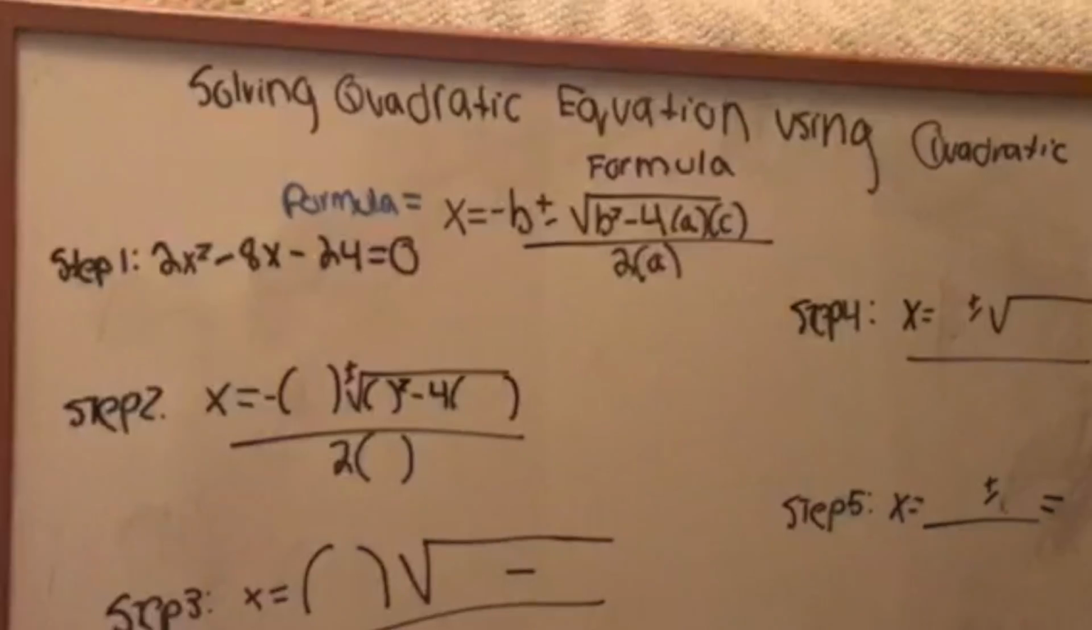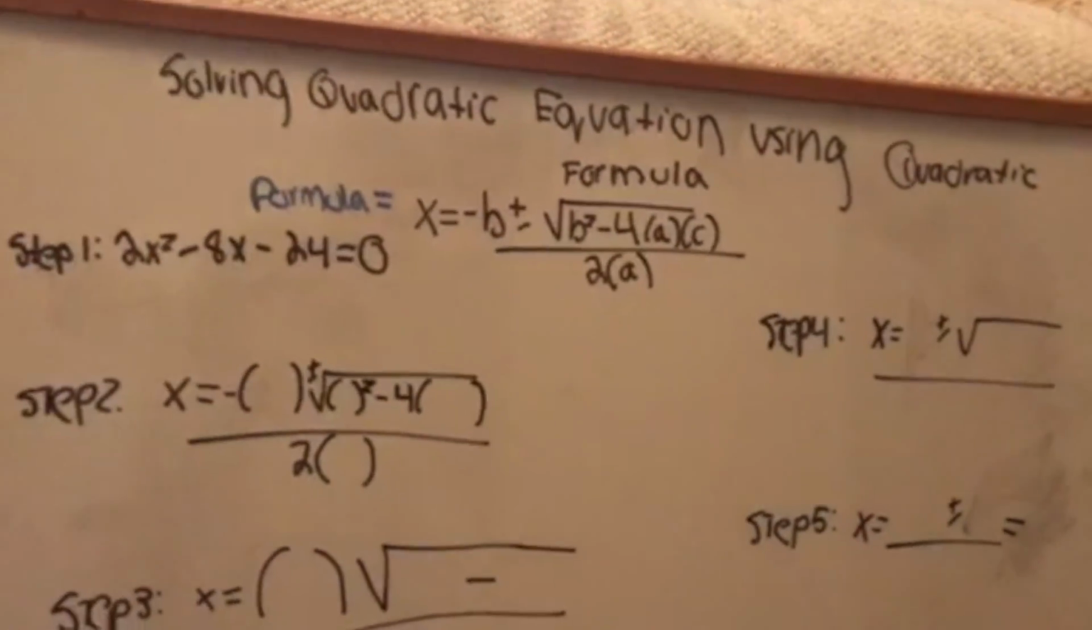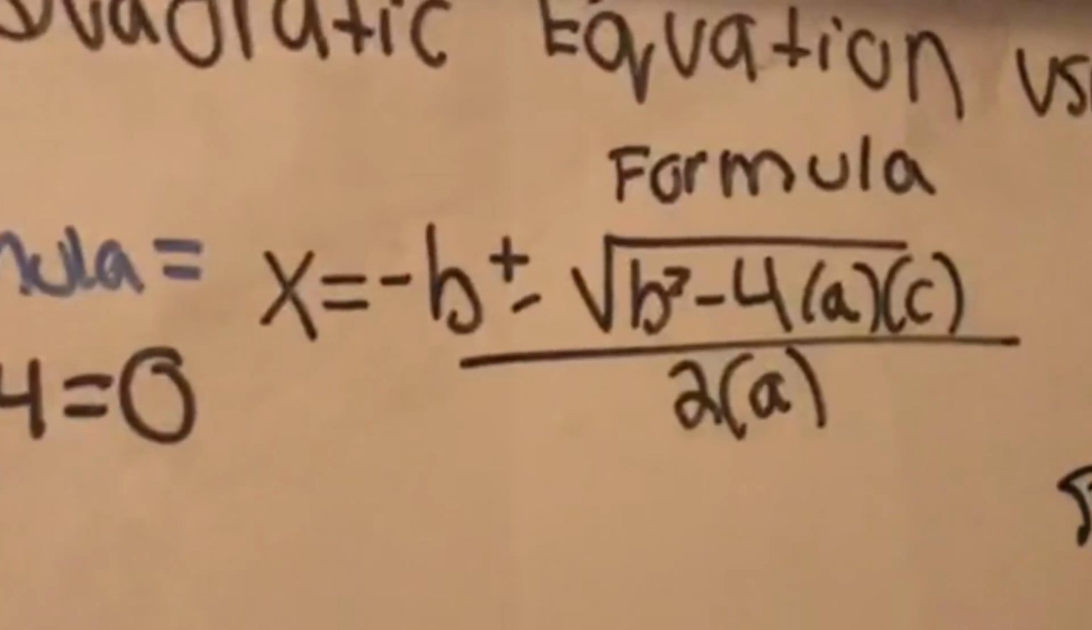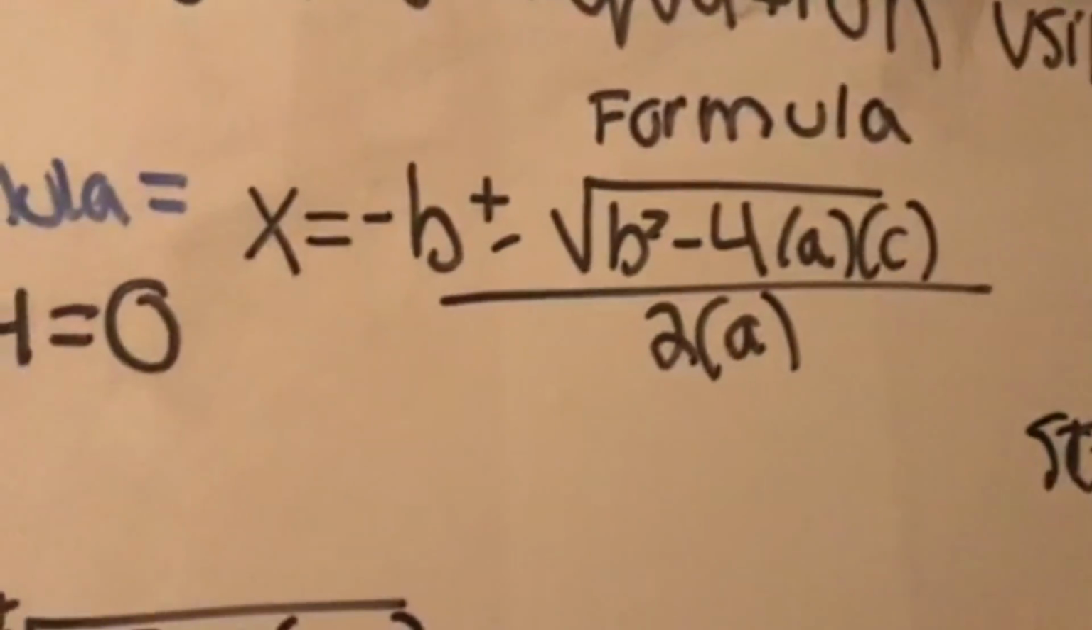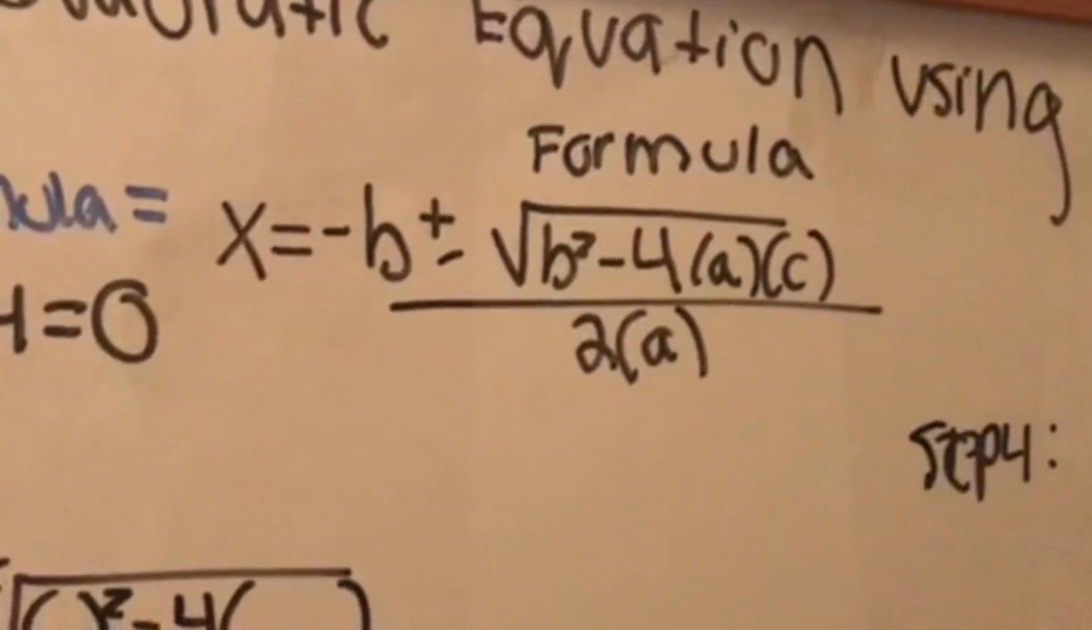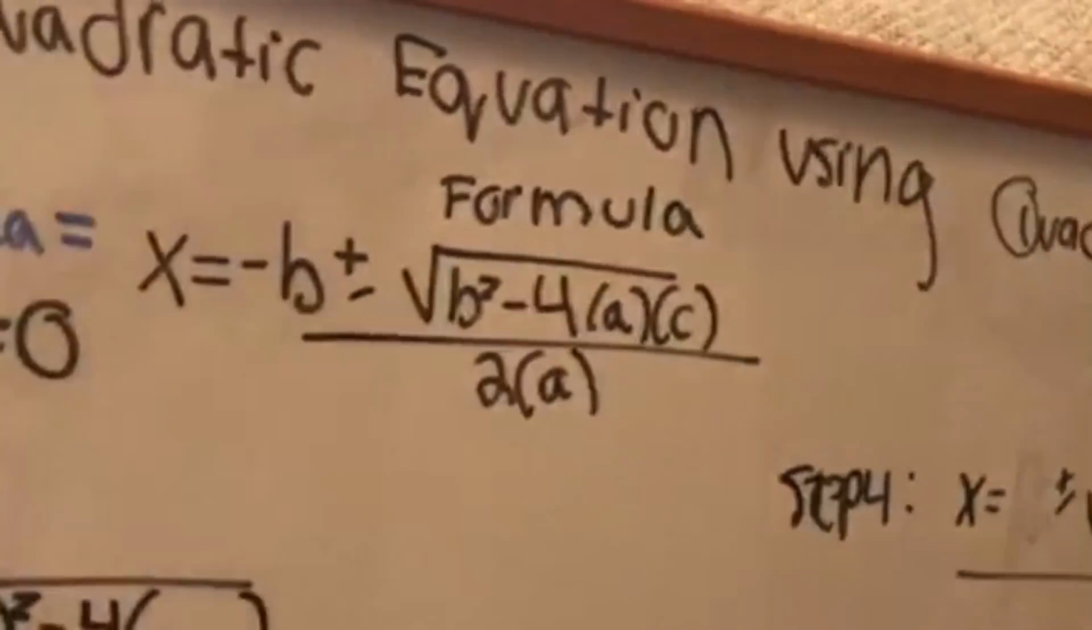So this is how to solve a quadratic equation using the quadratic formula, which is x equals negative b plus or minus the square root of b squared minus 4 times a times c, over 2a.